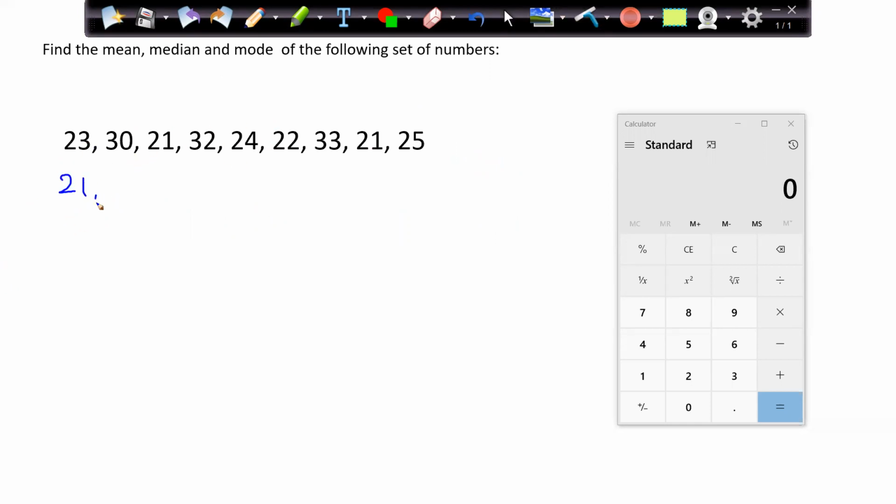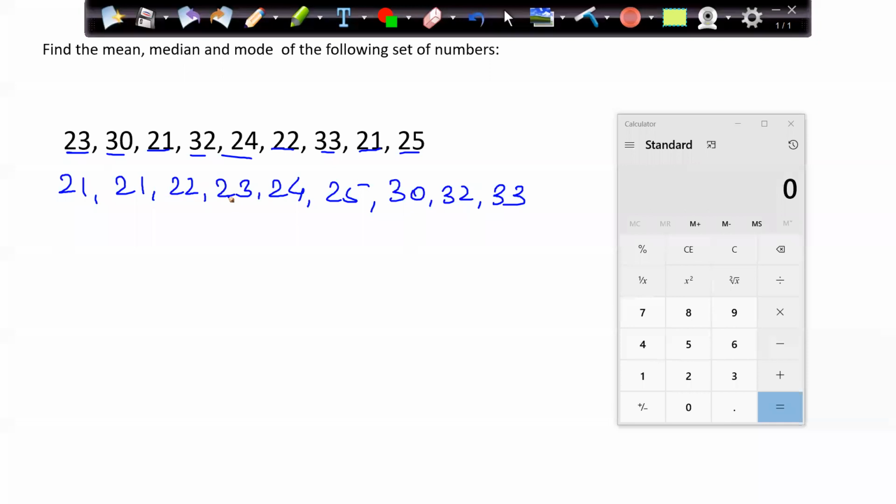So 21, again 21, these two records, then 22 comes in, then 23 comes in, then 24 comes in, then 25 comes in, then 30, 32, 33. Right, so we have 1, 2, 3, 4, 5, 6, 7, 8, 9 records with us.